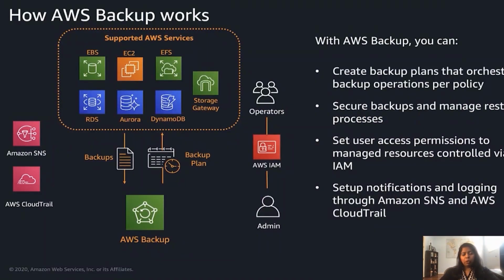How AWS Backup works. With just a few clicks in the AWS Backup console, you can create backup policies that automate backup schedules and retention management. AWS Backup provides a fully managed, policy-based backup solution, simplifying your backup management, enabling you to meet your business and regulatory backup compliance requirements. You can create a backup plan within the AWS Backup console and define parameters such as schedule, backup window, lifecycle, copy to different regions and vaults, and have the backups run on an automated schedule. You can set user access permission to managed resources and control it via Identity and Access Management. You can set up notifications and logging through the integration with AWS Simple Notification Service and AWS CloudTrail.